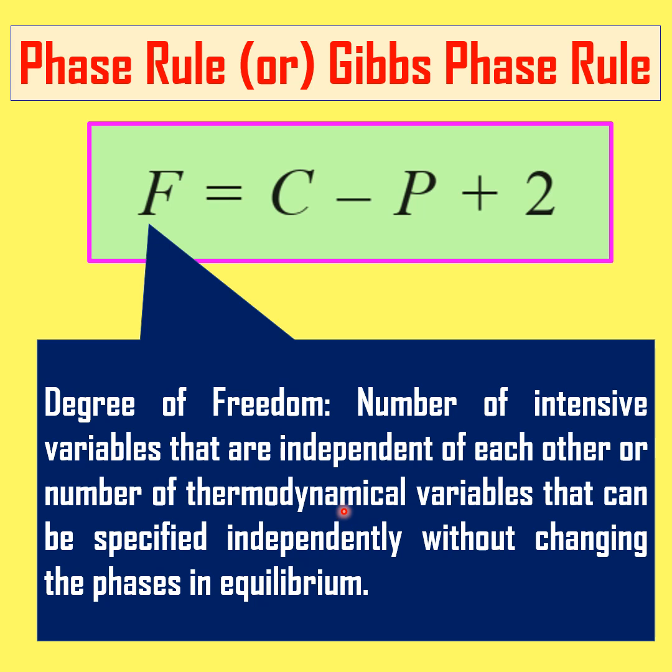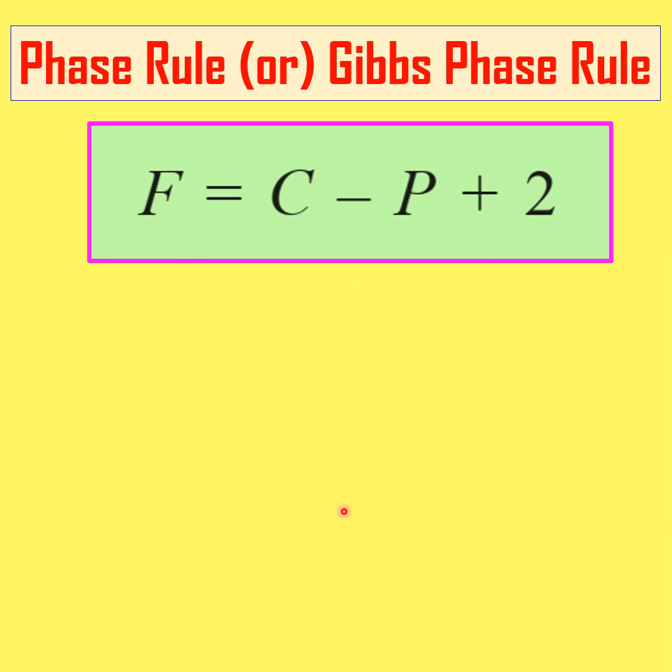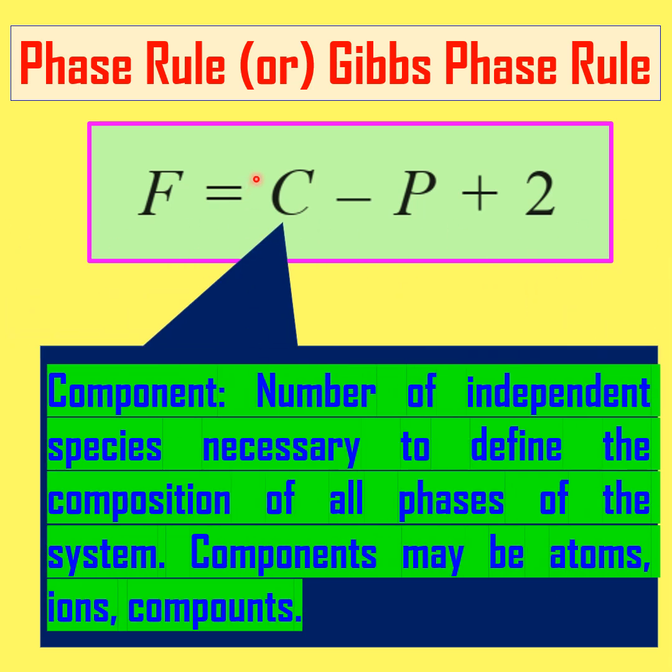The next parameter is the components. The number of components is basically the number of species necessary to define the composition of all the phases of the system. The components may be atoms, ions, and compounds.